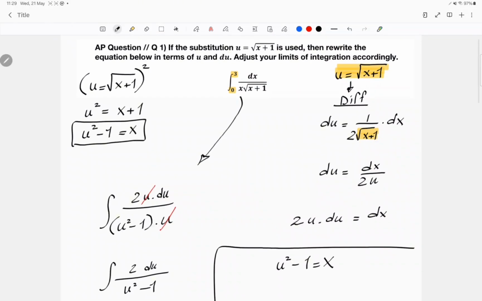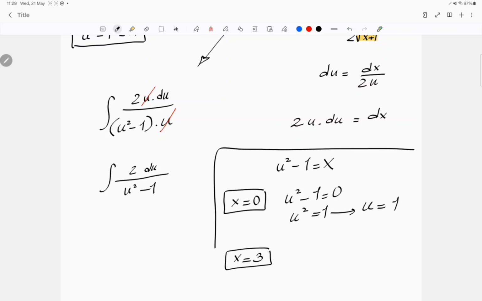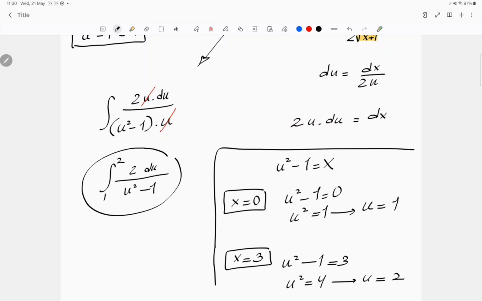We also know that one time x is equal to 0, one time x is equal to 3. When x is 0, we're going to have u squared minus 1 is equal to 0, u squared is equal to 1, so u is equal to 1. And when x is 3, we're going to have u squared minus 1 is equal to 3, u squared is equal to 4, and therefore u is equal to 2. That means that the new limits of integration will be from 1 to 2, and that's going to be our answer.